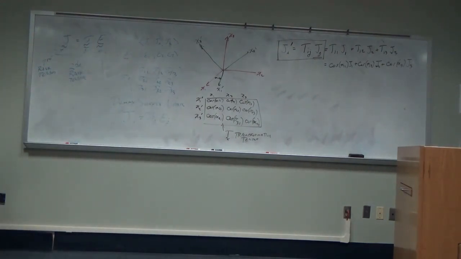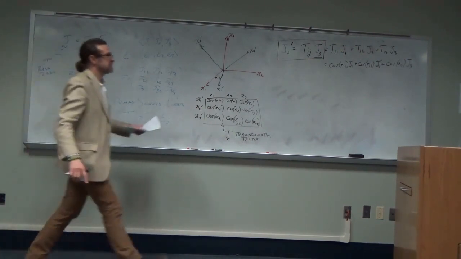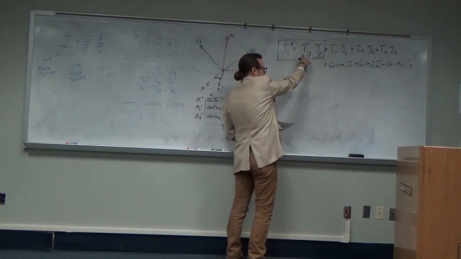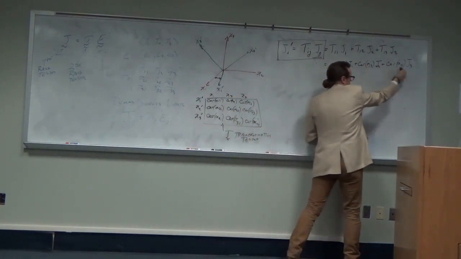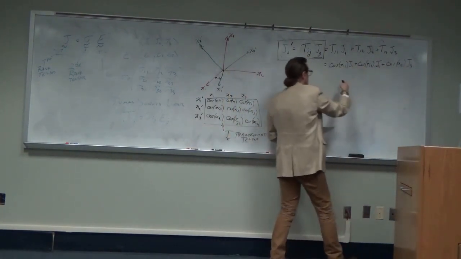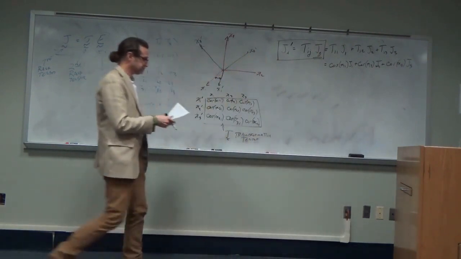And that's what's most nice about this, because when we get to stress and strain, which is next, the stress at a point we can express as a second rank tensor, and then we can rotate that to change our reference frame. So this is the reason that this transformation works: we're taking the projection of our old vector onto the new direction.